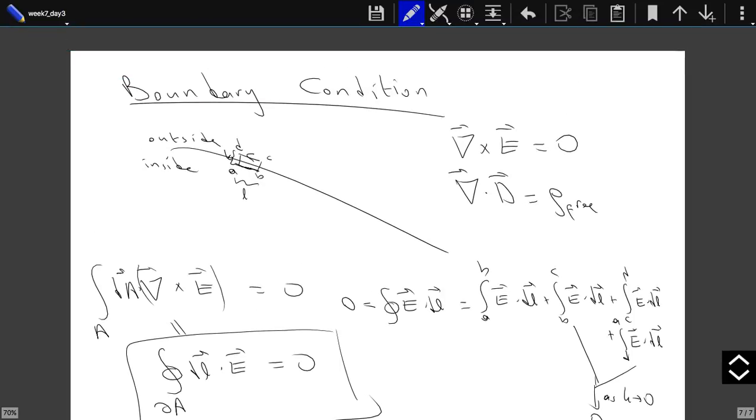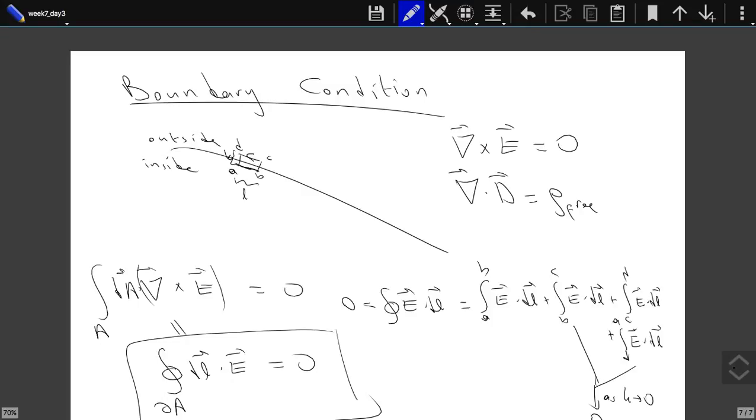Now let's look at the other integrals. E dot dl from A to B and from C to D. As I go from A to B, I go in this direction. As I go from C to D, I go in the opposite direction. So the dl vectors, as I go from A to B and as I go from C to D, are in opposite directions. And again, the total length L is very small. It will be very small, non-zero, but very small.